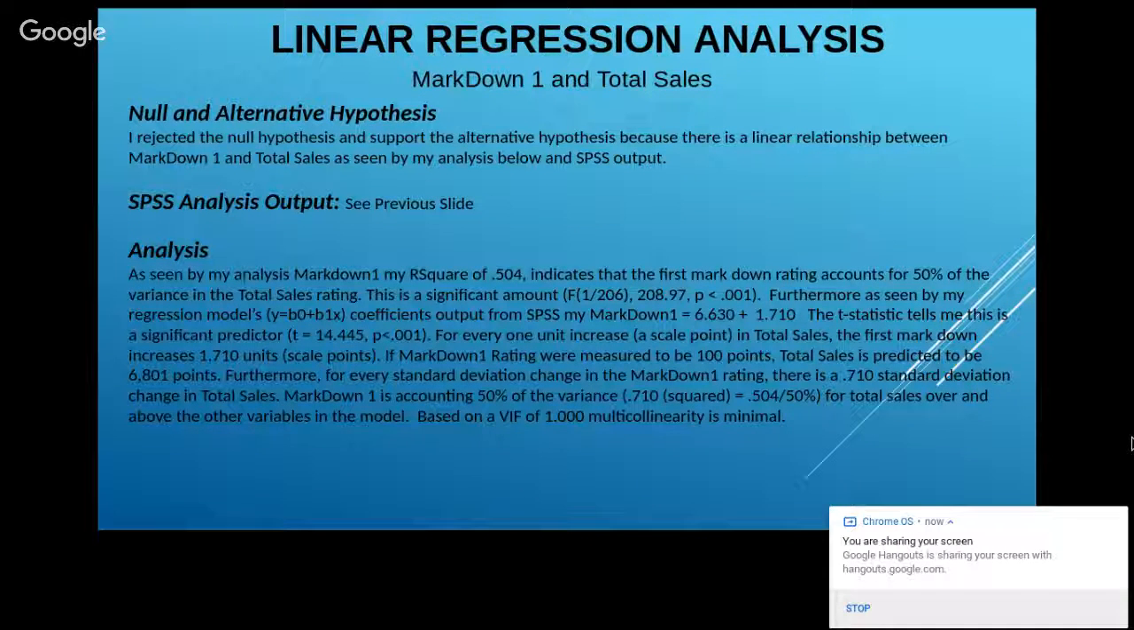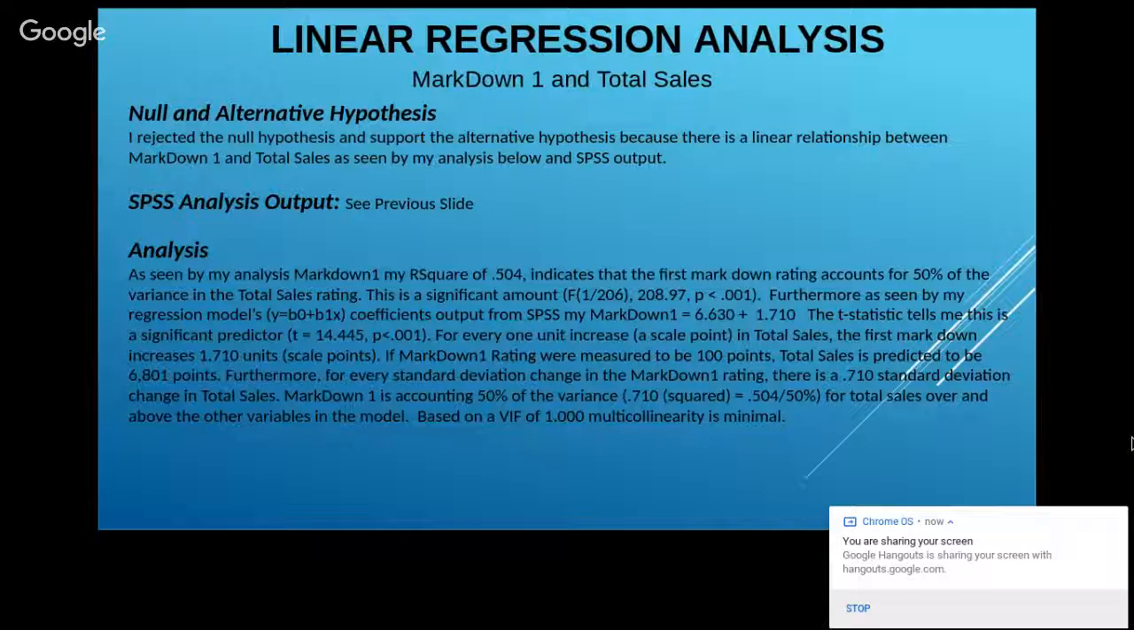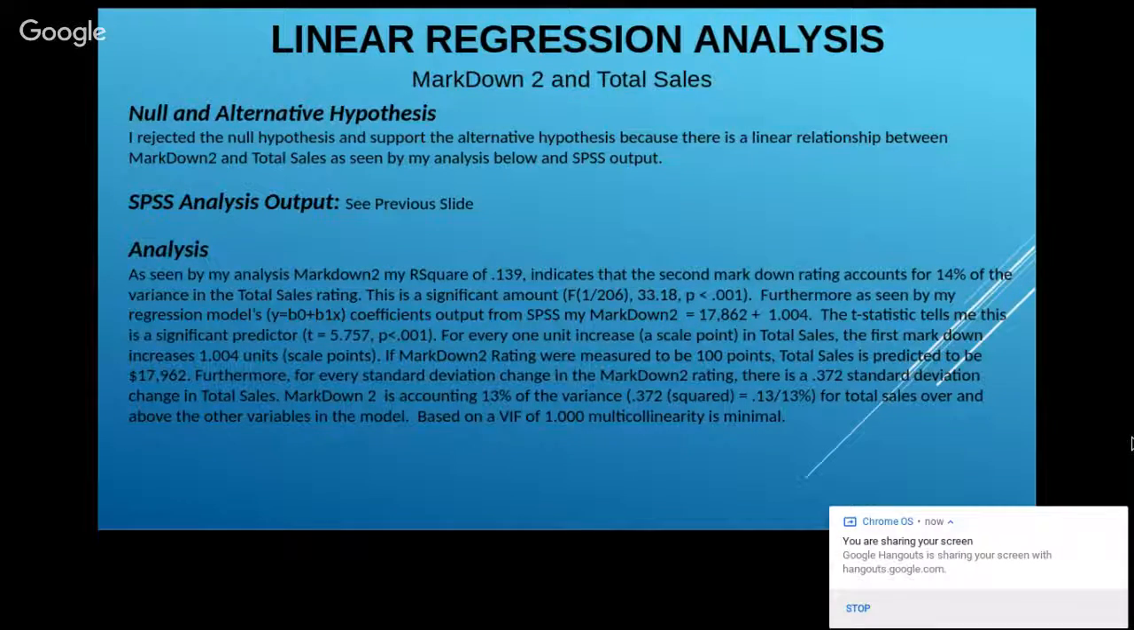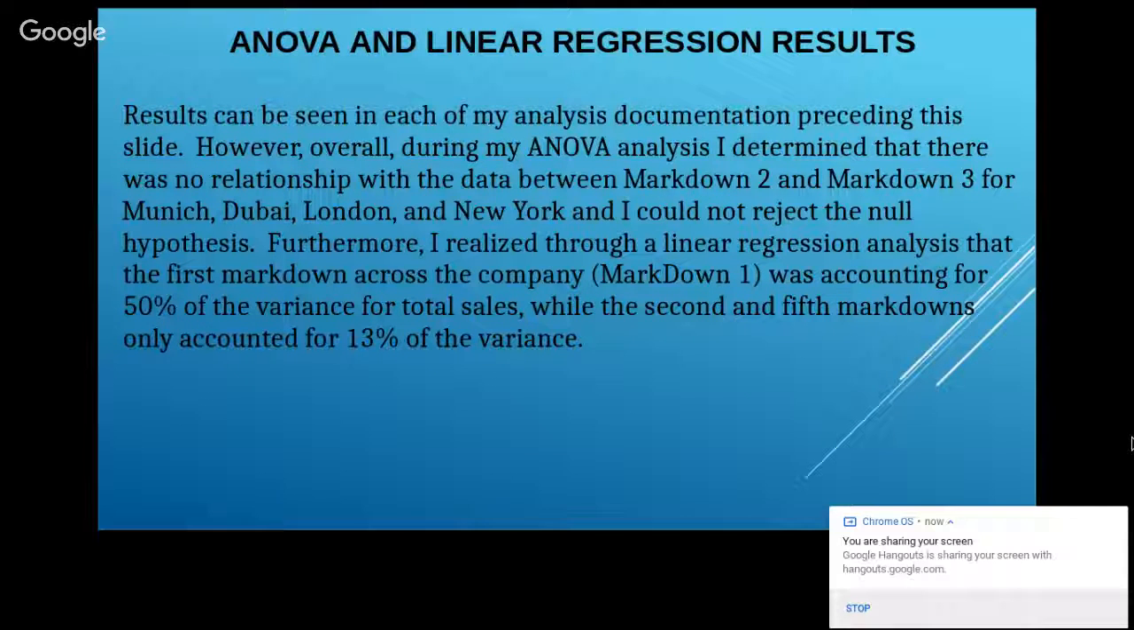First of all, I rejected the null hypothesis and supported the alternative because there's a linear relationship between markdown 1 and the total sales. I did the same with 2, 3, 4, and 5 and the total sales. You could see this in my presentation and the analysis. Every one of the null hypotheses was rejected, and the alternative hypothesis was adopted because there's a linear relationship between all of them. My results can be seen in each of my analysis documentation preceding this slide within the support documentation.